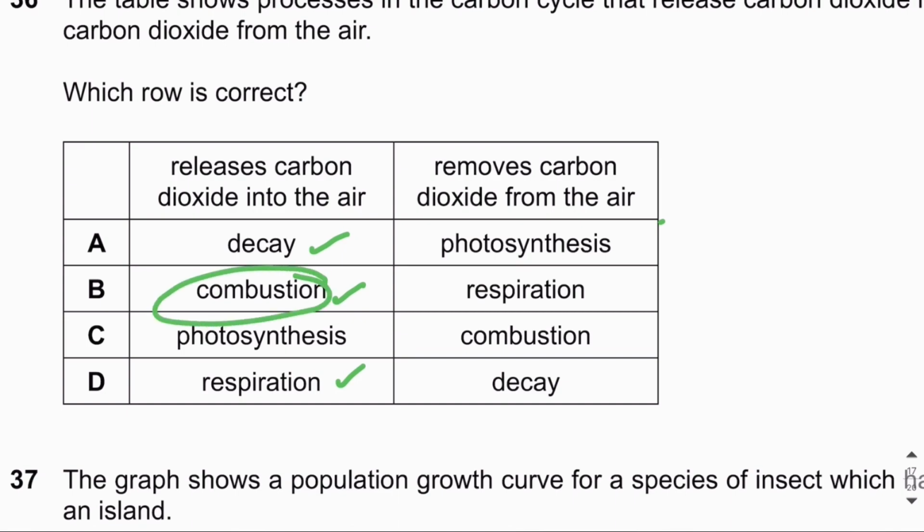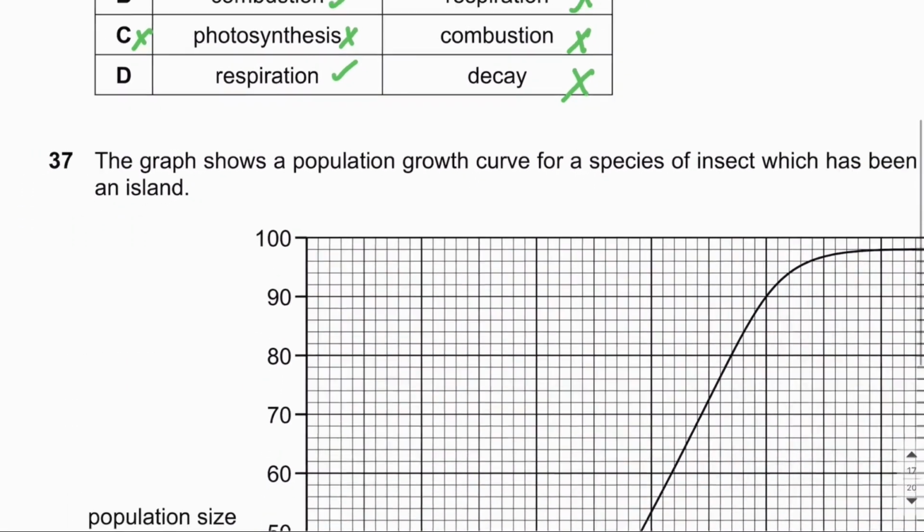In combustion, we burn fossil fuels and this yields carbon dioxide. So carbon dioxide is released into the air. In respiration, carbon dioxide is being produced. So photosynthesis is wrong and C could not be the answer. Removes carbon dioxide from the air. So guys, as I just mentioned earlier, photosynthesis is a process which removes carbon dioxide from the air. So the answer is A. Respiration does not remove carbon dioxide from the air. It releases carbon dioxide into the air. Combustion releases carbon dioxide into the air, and decay releases carbon dioxide into the air. Right? Only photosynthesis removes carbon dioxide from the air. The answer is A.